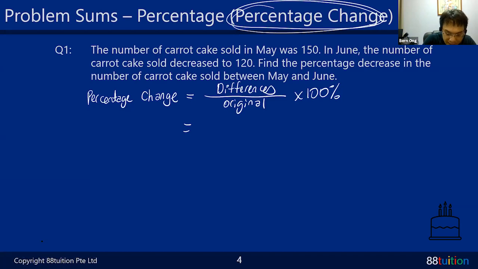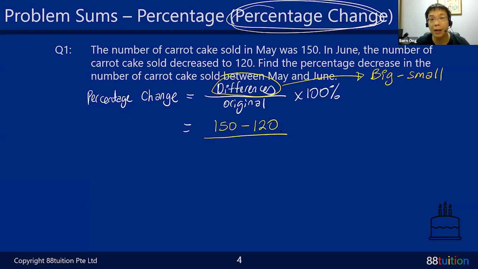Some of my students in Sec 1 still don't know the meaning of difference. Difference means big minus small. Big number, minus small number. So the big number is 150, the small number is 120. That will give you the difference. Difference over the what? Original. Original means May and June. Who comes first? May comes before June, right? So May is the original, the old.